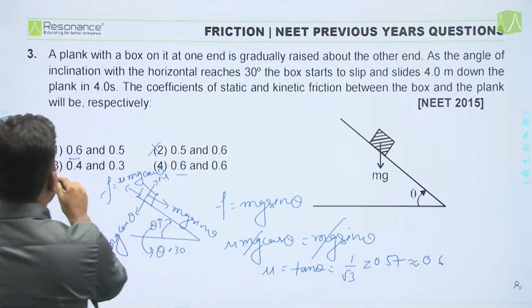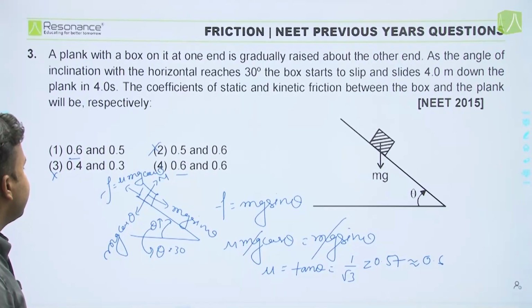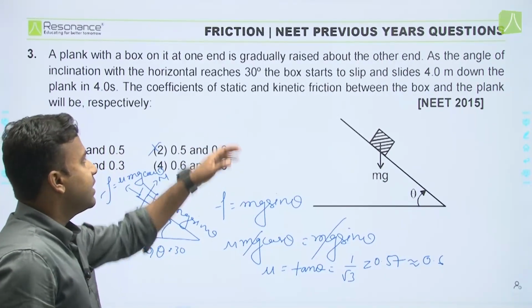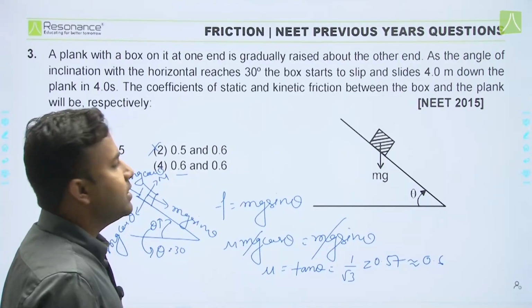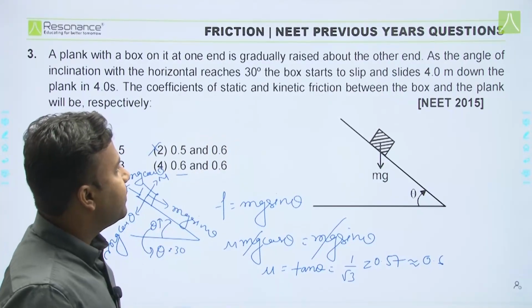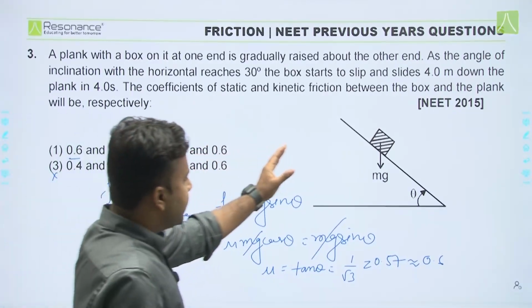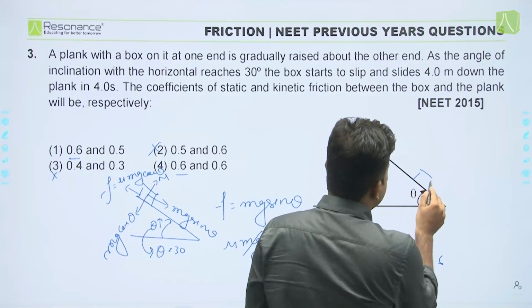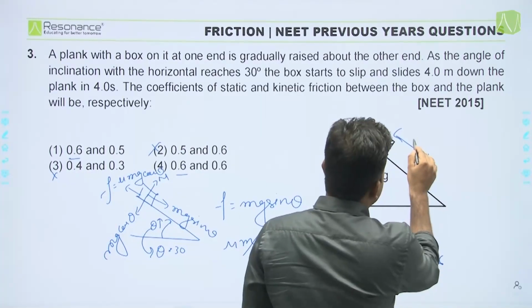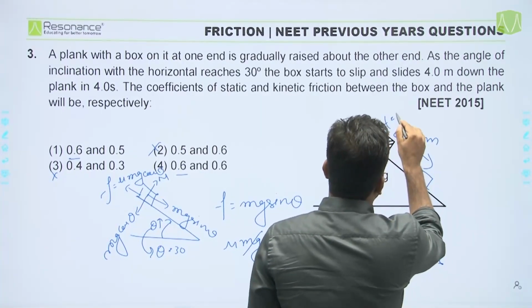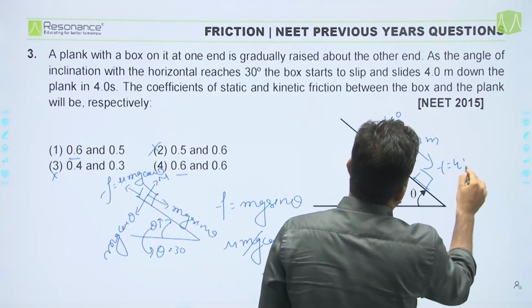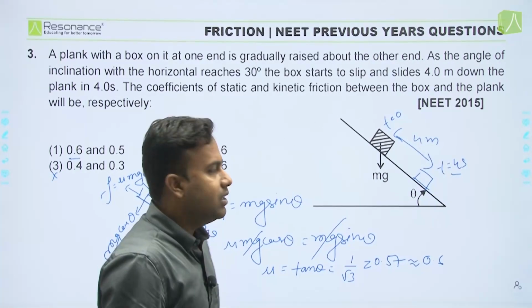So these two answers are incorrect. Look at this, for calculating the second part, the kinetic friction, one condition is given here: it slides 4 meters down the plank in 4 seconds. Suppose it slid 4 meters from here to here. It slides the 4 meters starting at t equal to 0. If it starts at t equal to 0 and at t equal to 4 seconds the block reaches this point.